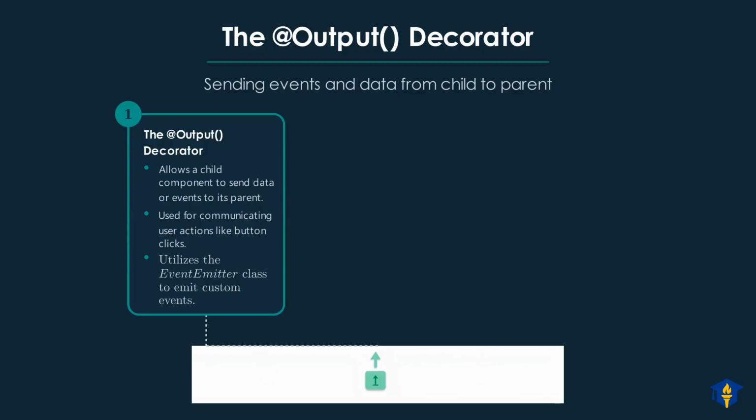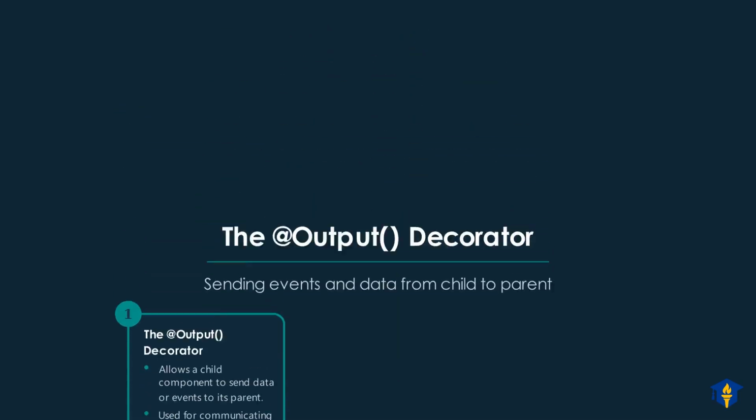It allows a child component to send data or events, such as user interactions, to its parent component. This is particularly useful for communicating user actions, like when a button is clicked within the child. The @Output decorator primarily utilizes the EventEmitter class to emit custom events that parents can listen for.